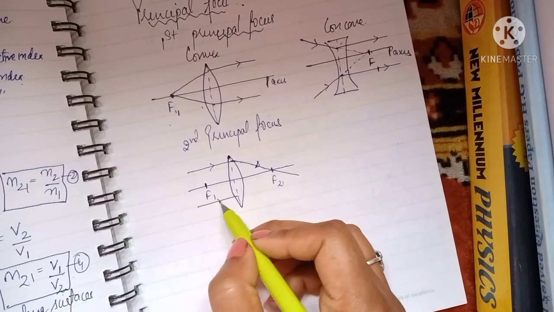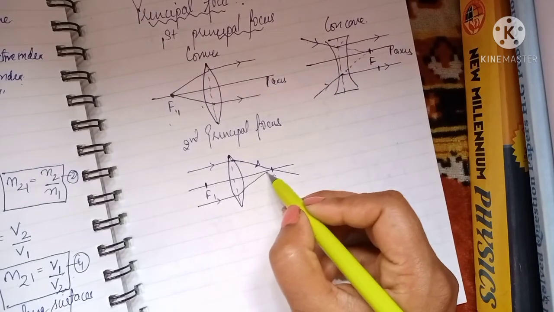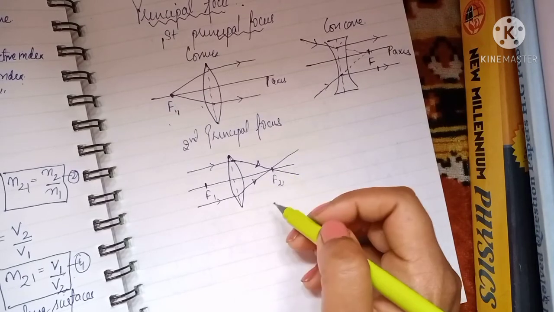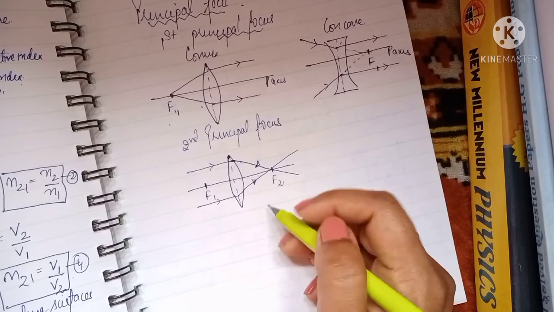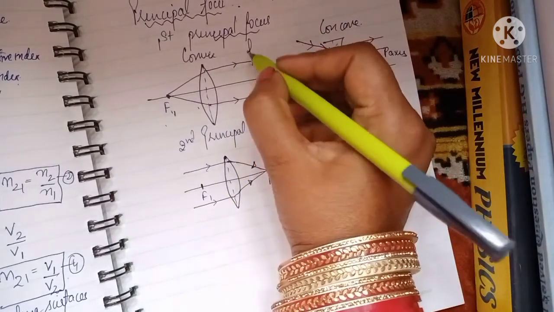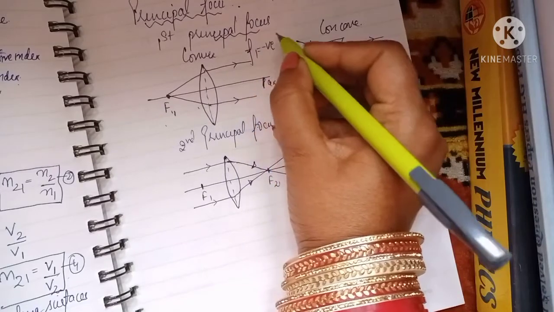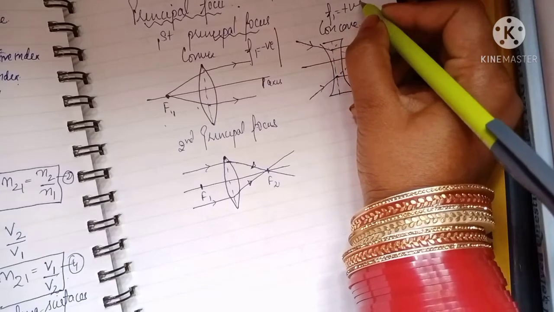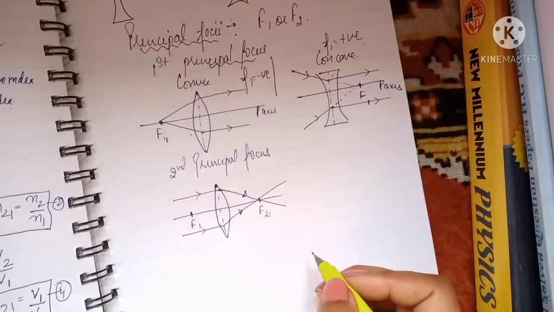Similarly, if the incident ray goes parallel to the principal axis, it passes through the focus, and from where it is passed, it passes through the second focus in this way, right? Now you can say that F1 is negative for convex, whereas F1 is positive for concave, right?